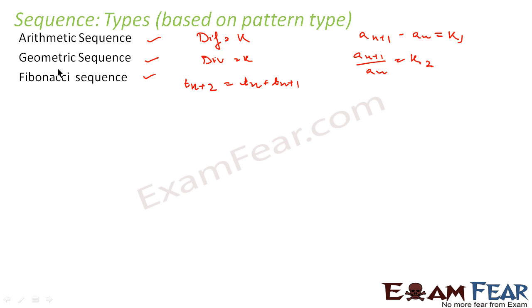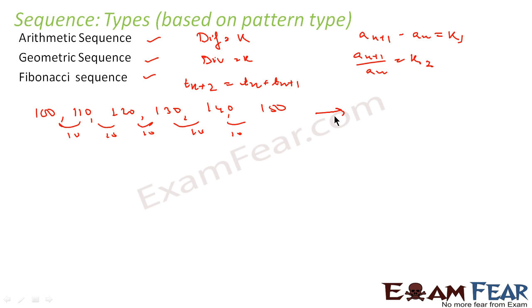I'll take examples of all these 3. In case of arithmetic sequence, for example, we had this piggy bank thing where the value was 100 rupees, 110 rupees, 120 rupees, 130 rupees. This was the value of money in the piggy bank on each passing day. So here if you see, the difference is constant. The difference here is 10, here is 10, here is 10, here also 10, here also 10. So such kinds of sequence is called arithmetic sequence. We also call it AP.